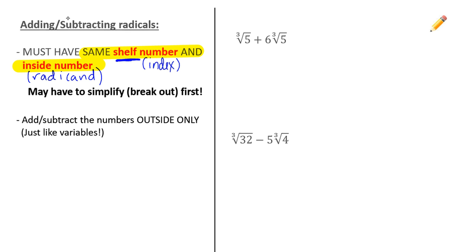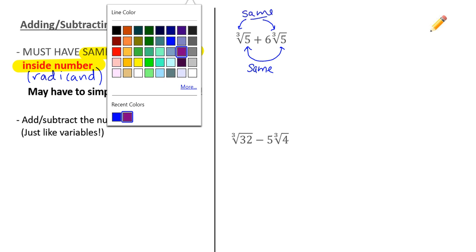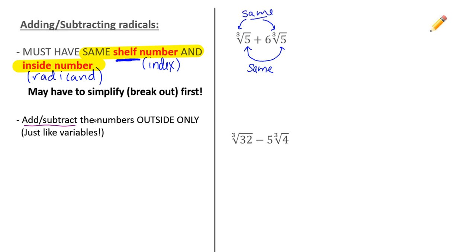So for example, in this first one, it's got a cube root, right? A 3 for an index. Those are the same. And if you notice inside, there's a 5 and a 5. Those are the same. So we can add them together. And to add them together, you just combine the outside numbers.